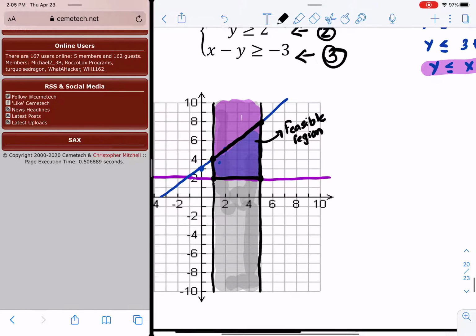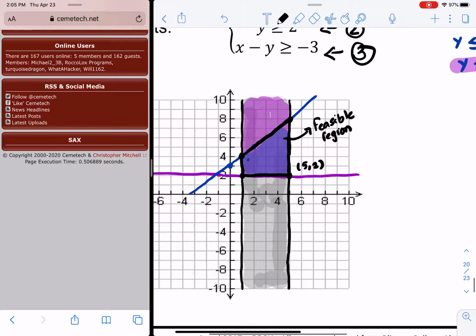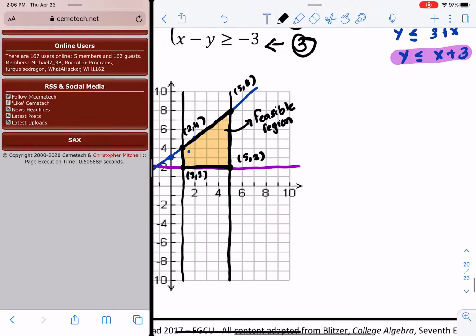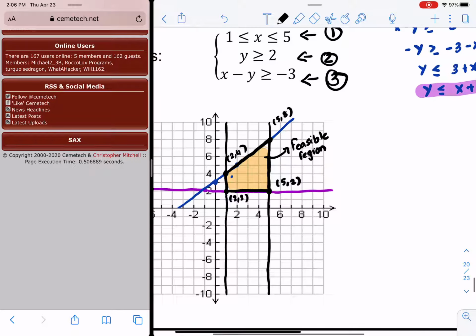So now we've got to know what these points are. Naturally, this is 5, 2. This point is, oh no. I'll just sketch the feasible region here. So that would be 2, 2. That is 2, 4. And that would be 5, 8. Now, if you can't figure this out, you can always go for the points of intersection between two lines. So we have a vertical line, which is x is equal to 2, and we have, oh, that should be 5.